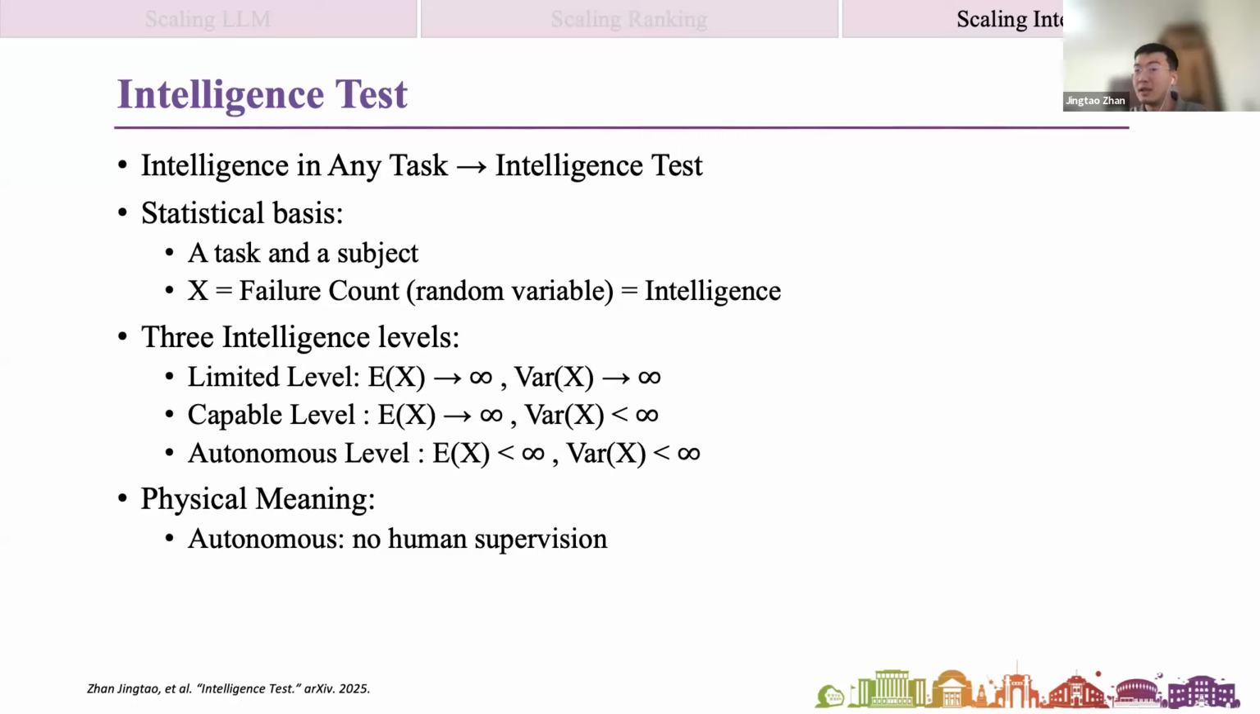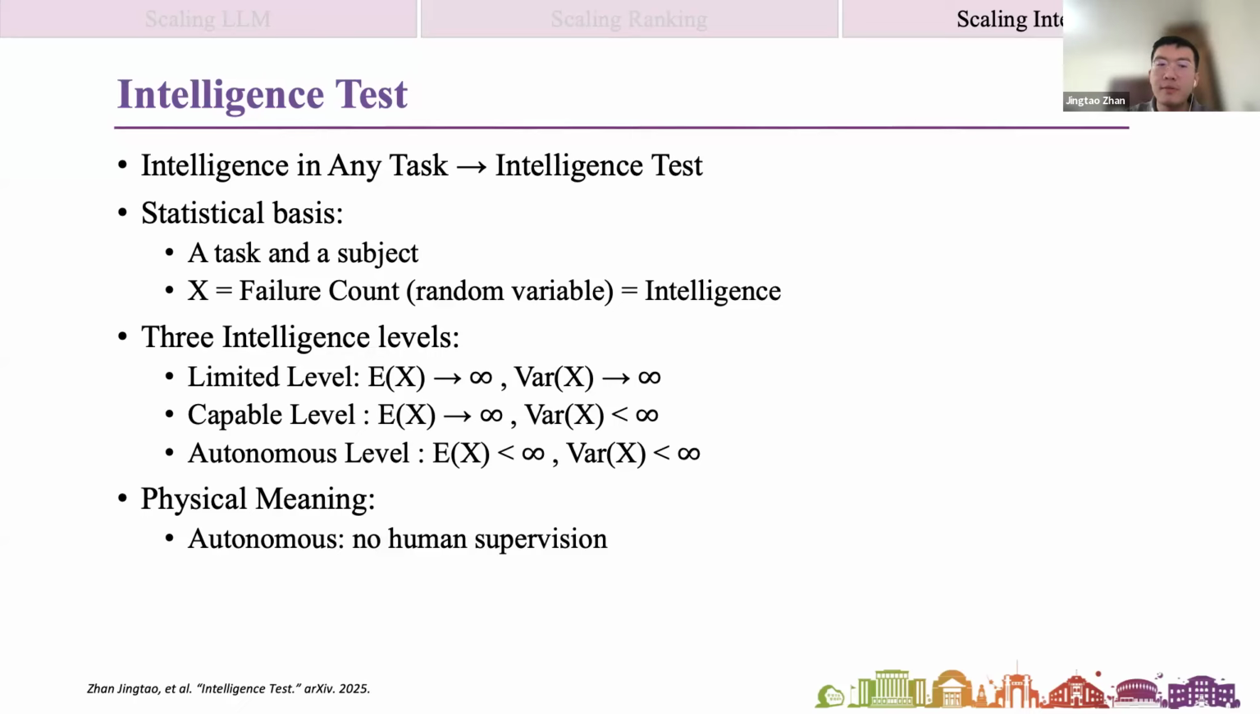Inspired by this survival game, we propose a new test for intelligence. We call it the intelligence test. We try to extend the test of natural selection to any task and to any species, so that we can know how good they are in terms of autonomous operation within a task. We use a statistical basis, that is, for any task and for any subject.